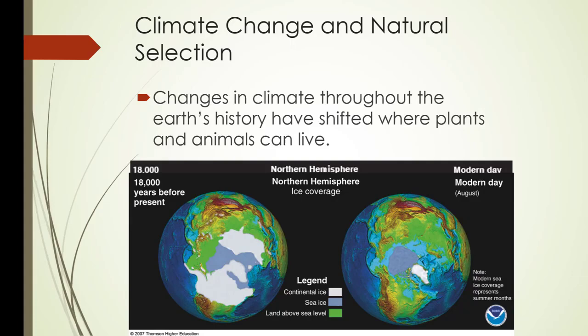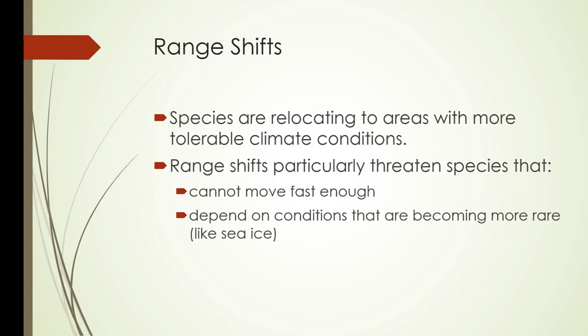Okay, and of course we know climate change is happening. And here's a picture of the Earth 18,000 years ago. And you can see the ice coverage. And then on the right, this is modern day in August, but very little ice remains. And there's a lot of organisms that rely on that ice. So species relocate to areas with more tolerable climate conditions, and range shifts particularly threaten species that can't move fast enough or depend on conditions that are becoming more rare, like sea ice.